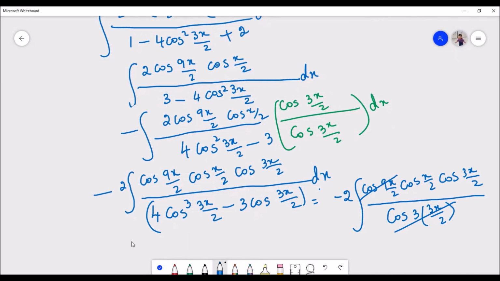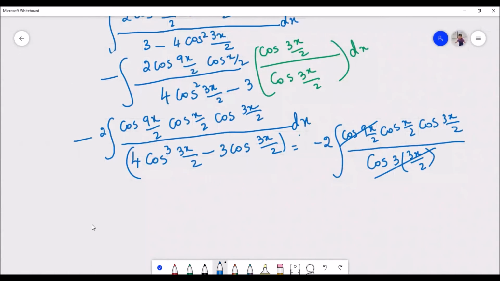So let us see what is the term left over here now. Negative 2 is there inside, or we can take it inside now. Negative sign is outside: 2 cos x by 2 cos 3x by 2 dx. So the complete denominator we were able to remove. Now it is very simple to evaluate this integration.